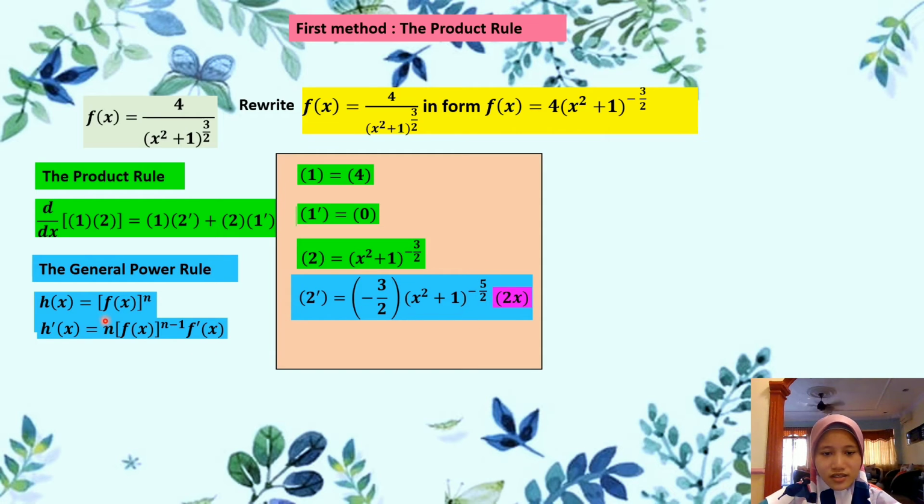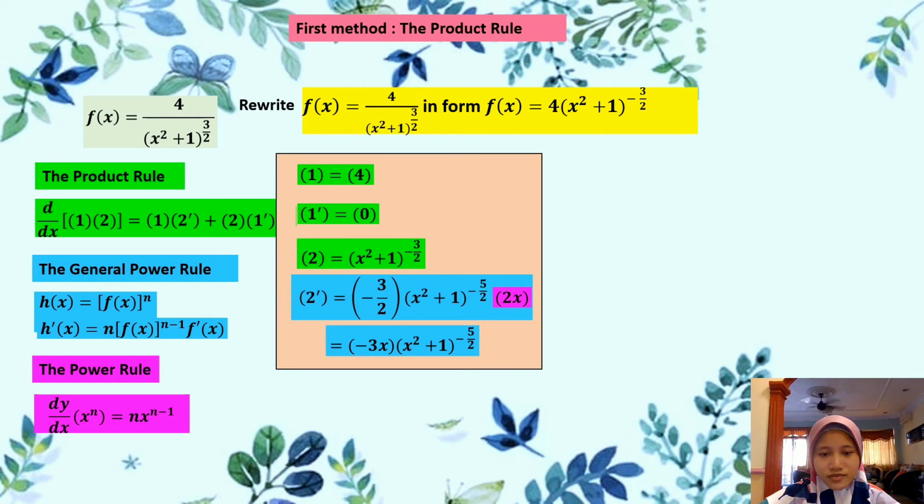f prime x equal to 2x. Bring 2 in front of x, we will get 2x. To get 2x, we can use another formula, the power rule: derivative of x power n equal to n x power n minus 1. Here n is 2, so n minus 1 is 1, and we will get 2x.